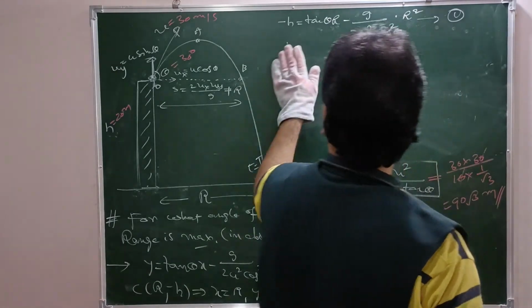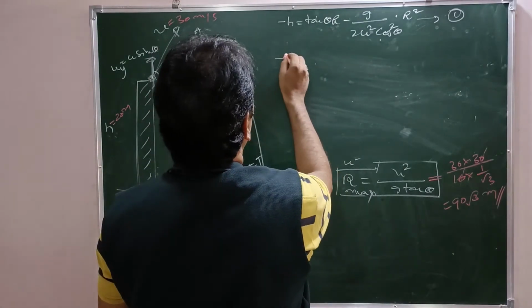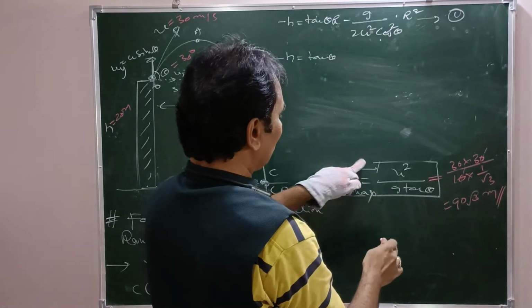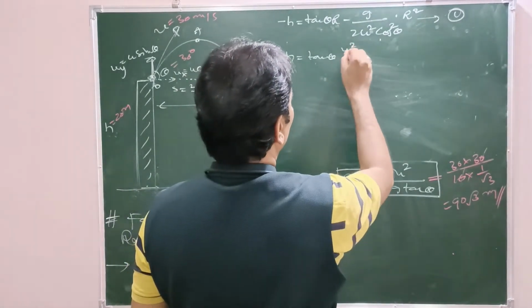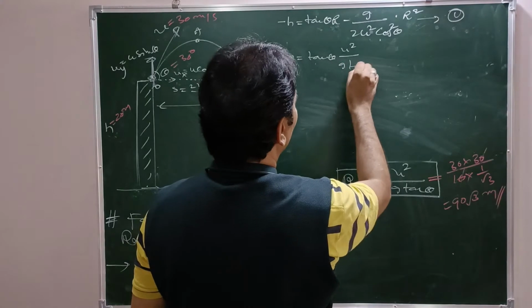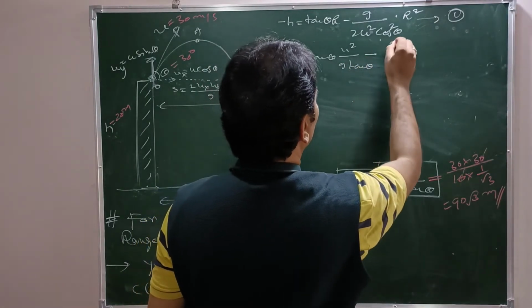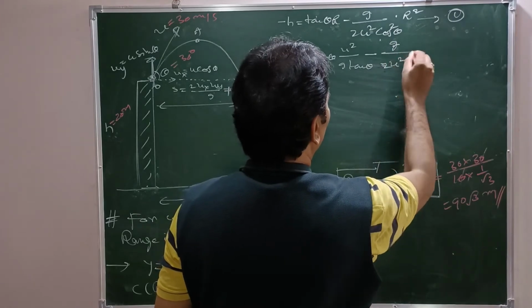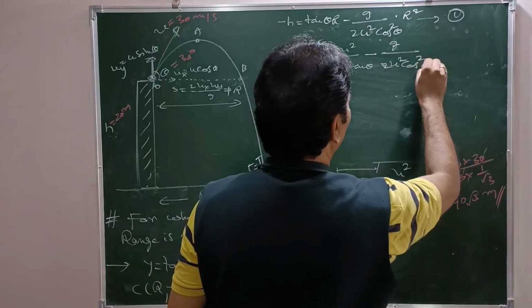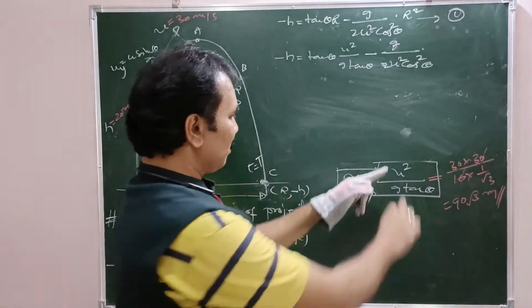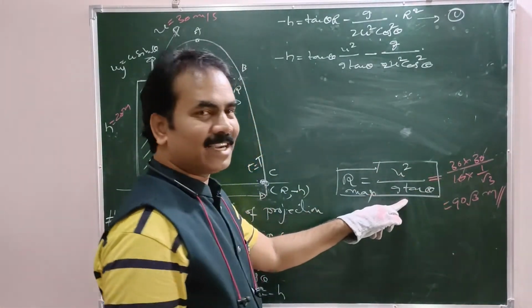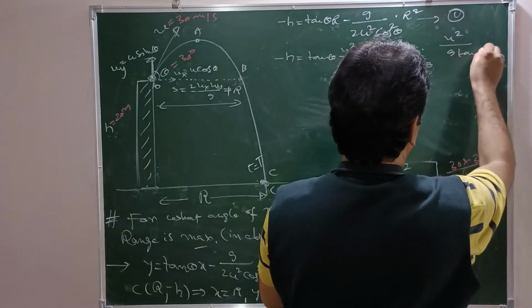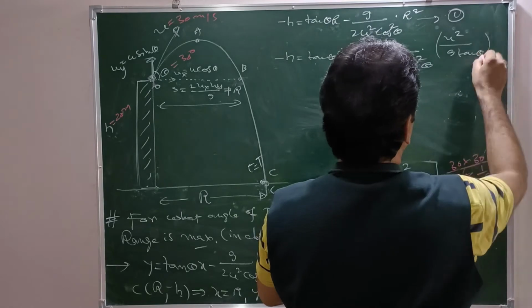Now what is minus h? Minus h equals tan theta into R, minus g by 2 u square cos square theta into R square. R means R max, that is u square by g tan theta. R square means R max whole square, that is u square by g tan theta whole square.